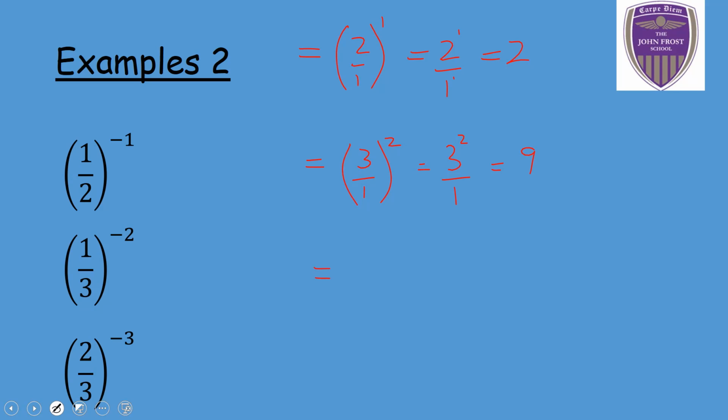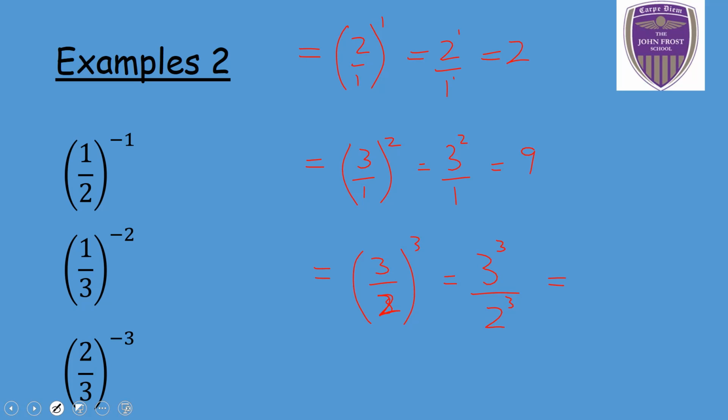So far so simple. The last one is slightly more difficult, but as long as we follow the same steps, we should be fine. So we've got 2/3 to the power minus 3. If we invert the fraction to make it 3 over 2 to the power 3, we're going to end up with 3 to the power 3 over 2 to the power 3.